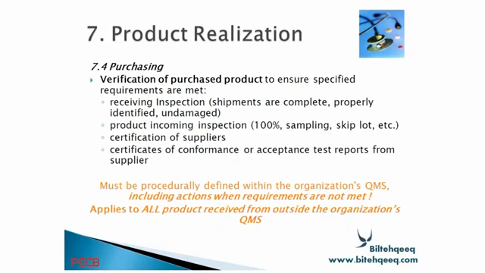This must be practically defined within the organization's quality management system, including action when requirements are not met. It applies to all products received from outside the organization's quality management system. So if there is any problem in the outsourcing process, your verification activity should be increased.